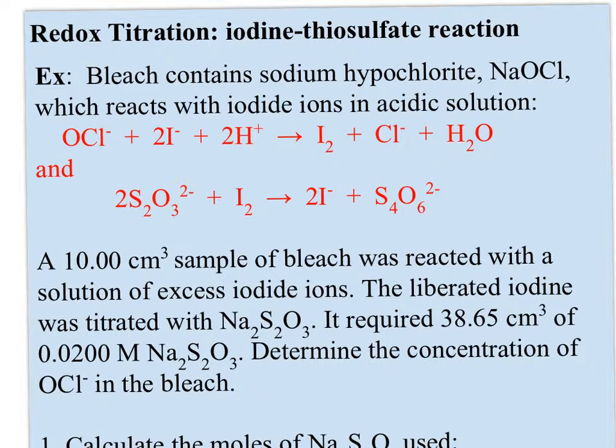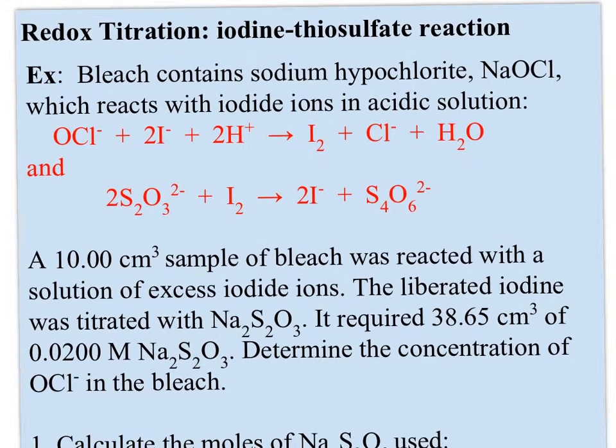So here's an example of how this titration is used. Bleach contains sodium hypochlorite, NaOCl. So OCl⁻ is the ion we're going to be interested in here, which reacts with iodide ions in an acidic solution. So you see that the OCl⁻ and the 2I⁻ will react to produce iodine molecules, chloride ion, and H2O.